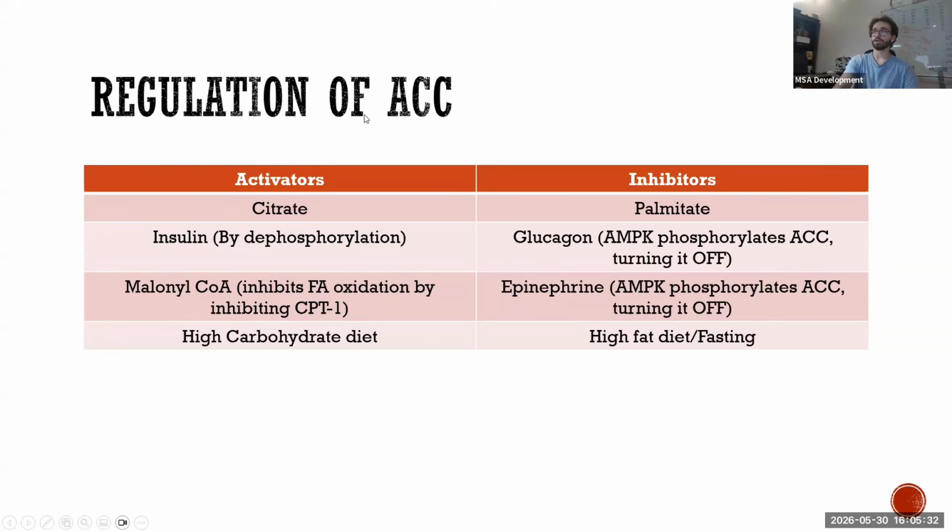Okay, how does insulin activate acetyl-CoA carboxylase? By dephosphorylation. When you remove the phosphate, you dephosphorylate the enzyme, it will be activated. Glucagon, on the other hand, through AMPK, important, remember it, will add a phosphate. It will phosphorylate acetyl-CoA carboxylase, leading to it being turned off.